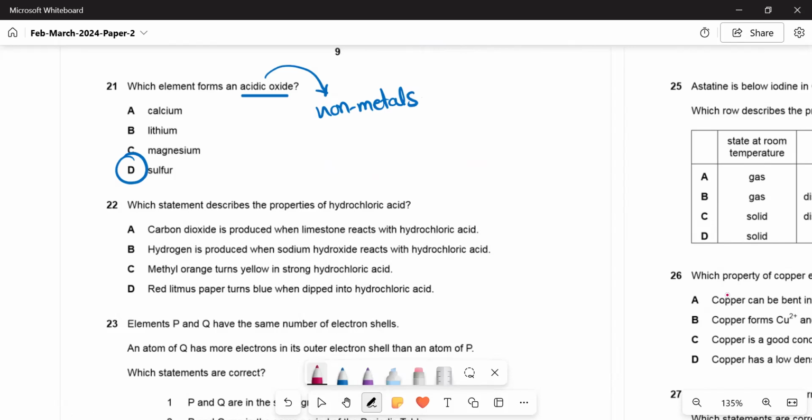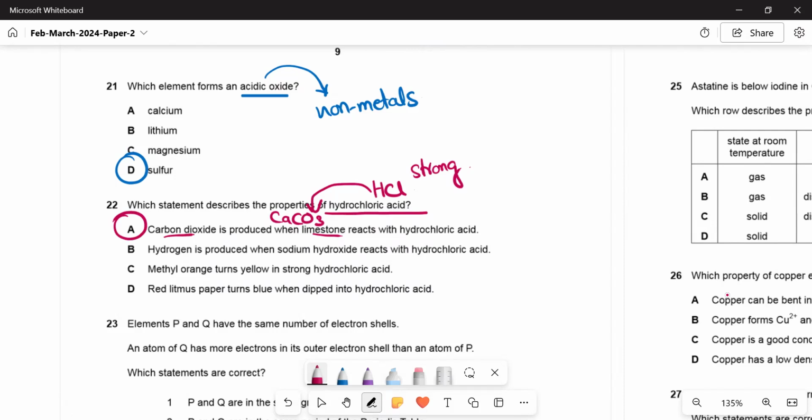Which statement describes the properties of hydrochloric acid? Now, hydrochloric acid, HCl, is a strong acid. We'll see which statement is correct. Carbon dioxide is produced when limestone reacts with hydrochloric acid. Limestone is calcium carbonate. And this is also a typical property of an acid, that whenever an acid reacts with a carbonate, it gives carbon dioxide gas. So this one is correct.